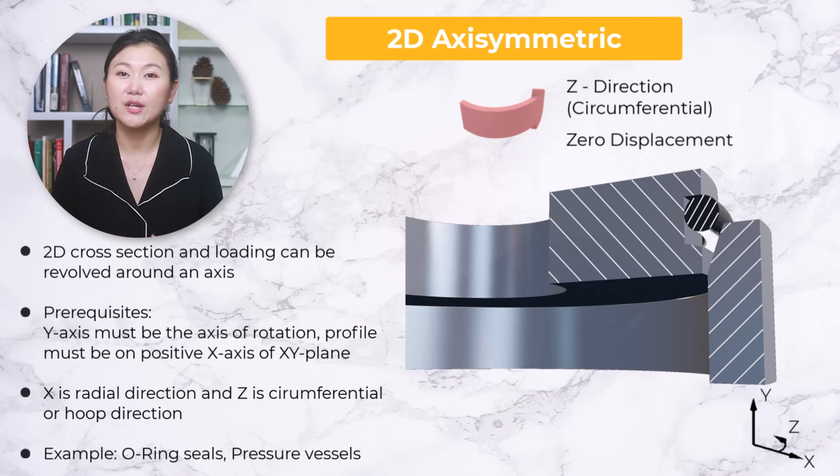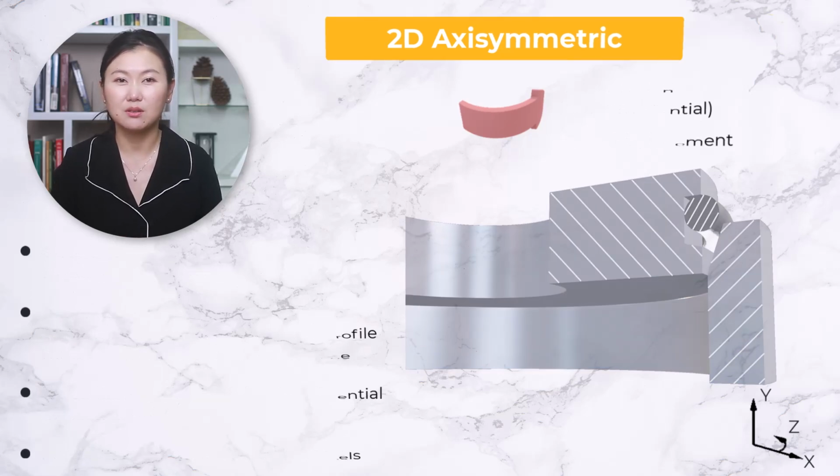The axis of rotation must coincide with the global y-axis, which is also the axial direction. The geometry must lie on the positive x-axis of the xy plane, where x is the radial direction. The z direction is the circumferential or hoop direction, and the hoop displacement is 0. We can find 2D axisymmetric analysis used often in the simulation of O-ring seals, pressure vessels, or modeling of straight piping structures, to name a few examples.